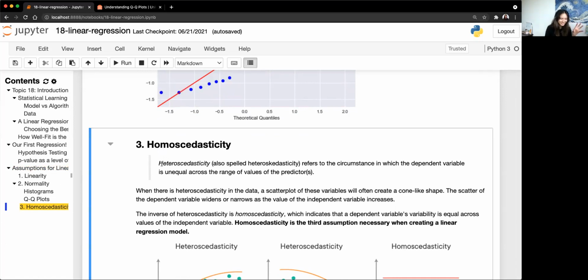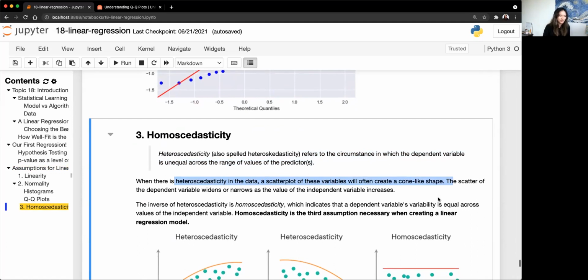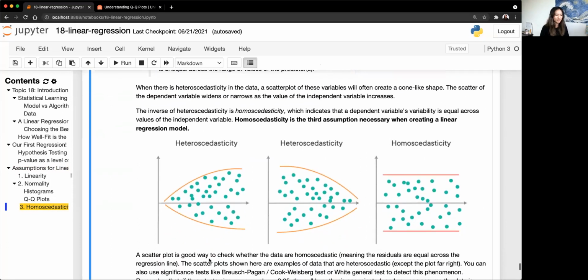So heteroscedasticity, which is very hard to say, refers to the circumstance in which the dependent variable is unequal across the range of values of the predictors. We'll see more examples of all of these assumptions tomorrow and next week as well. But when there's heteroscedasticity in the data, a scatter plot of these variables will create a cone-like shape. And what we look for in terms of heteroscedasticity or homoscedasticity is we actually look at the residual plot.